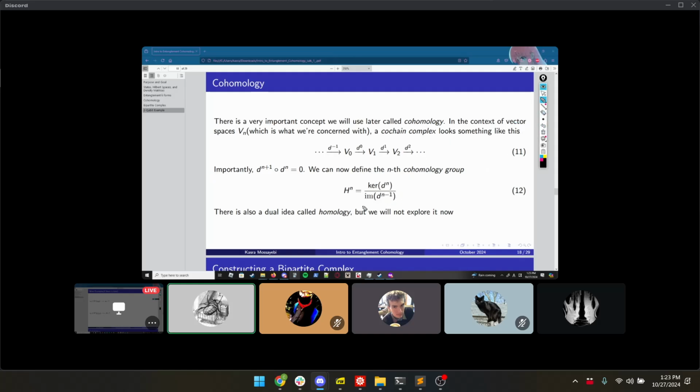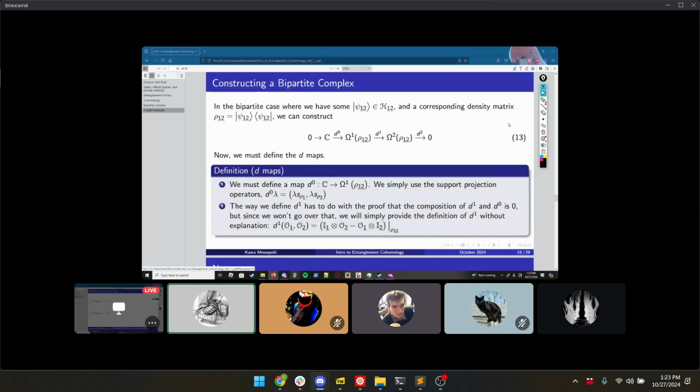So there's also duality of cohomology, but it's not super important right now. This is going to come up later when we talk about, especially, the 2-qubit example. We'll see that this actually allows us to see if we have entanglement or not. So it is really useful, but you won't see it for a little bit. Until the last slide, actually.